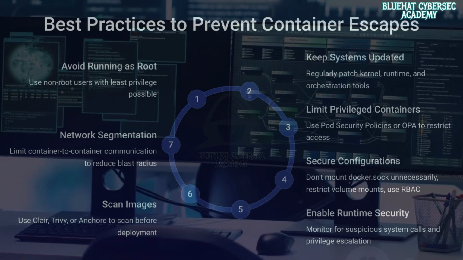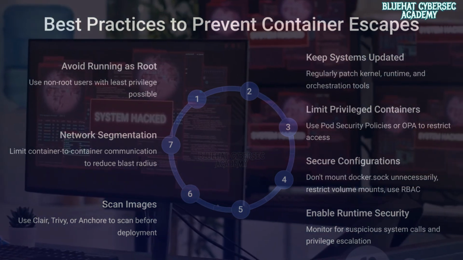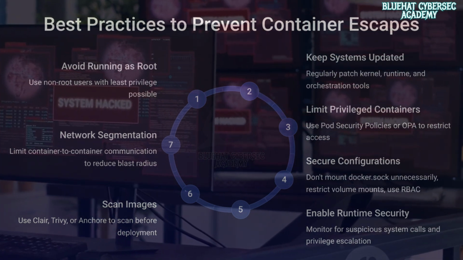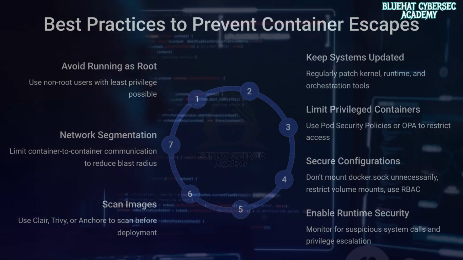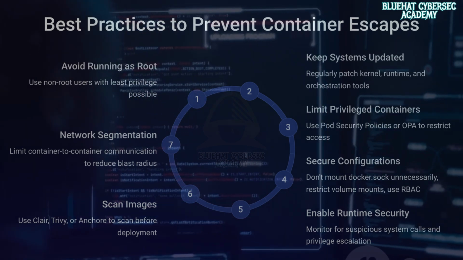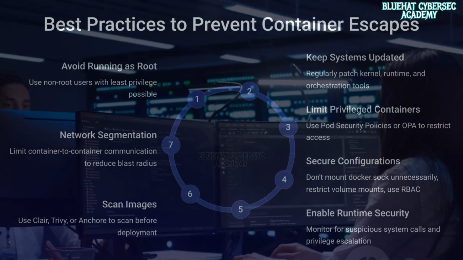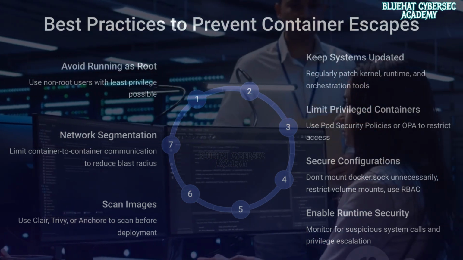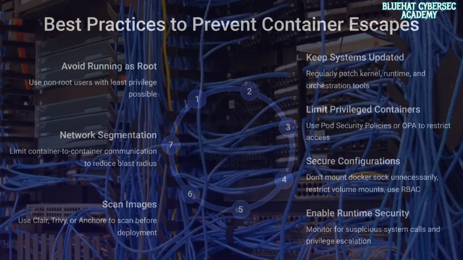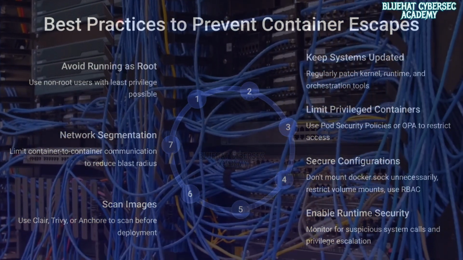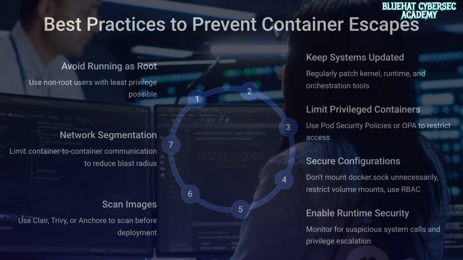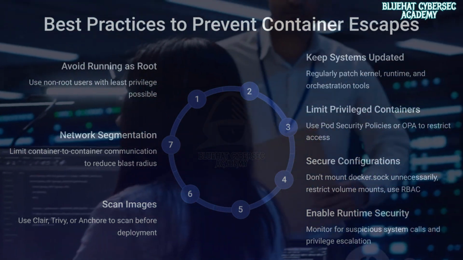Fifth, enable runtime security tools. Monitoring tools can detect suspicious behaviors like unexpected system calls or privilege escalation attempts in real time. Sixth, scan images for vulnerabilities. Tools like Clair, Trivy, or Anchore can scan container images before deployment and reduce your attack surface. And finally, network segmentation and isolation. Limit container-to-container communication to reduce the blast radius if one container is compromised.